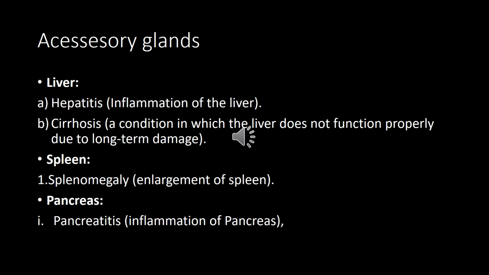Okay, so here we'll discuss the pathology of the accessory glands. The disease form of the liver can be hepatitis, which is the inflammation of the liver. Then we come to cirrhosis. Cirrhosis is a condition in which the liver does not function properly due to long-term damage of the liver tissues. Then we come to the spleen. It can be splenomegaly, which is the enlargement of the spleen, and the pancreas can suffer from pancreatitis, which is the inflammation of the pancreas.